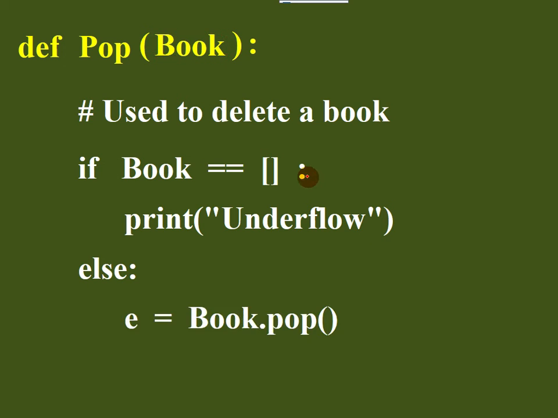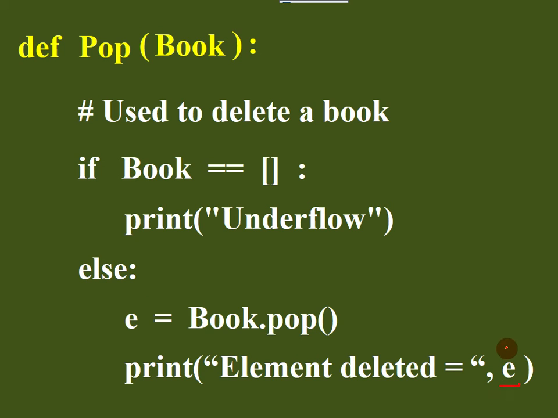How can you delete the topmost element? It is the name of the list dot pop, because the pop function removes the topmost element from the stack, which is stored in variable e, and e should be displayed on the computer's monitor.